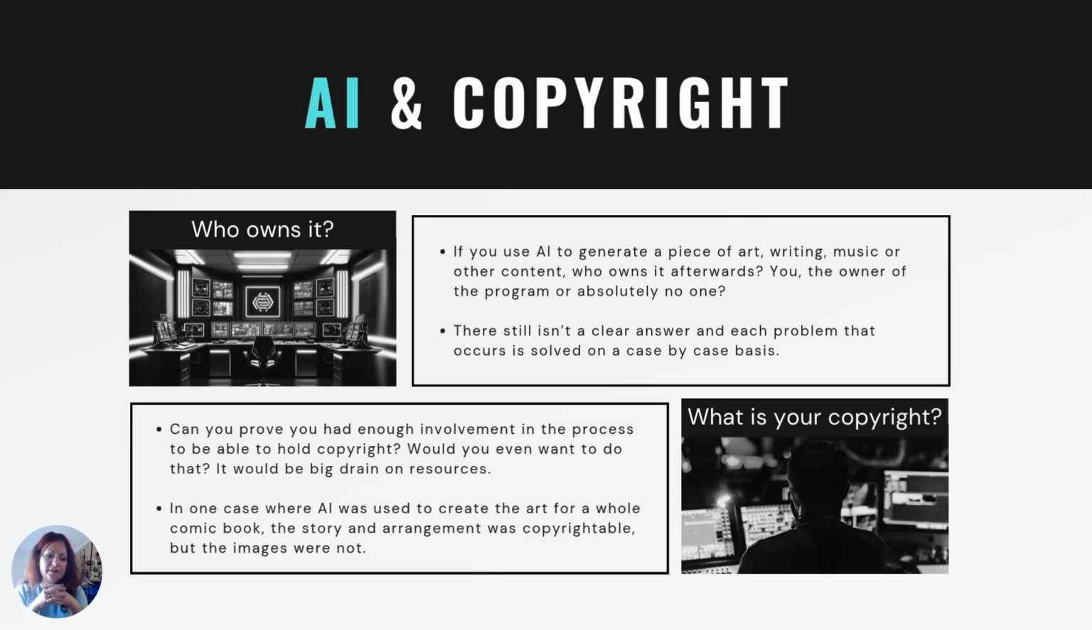An interesting new development, and it's relatively new, right? Because AI has only been around for a few years, is AI and copyright. Now, if you use AI to generate a piece of art, writing, music, or other content, video now is like you can generate insane videos with AI. Who owns it afterwards? And that is still a bit tricky and unclear.